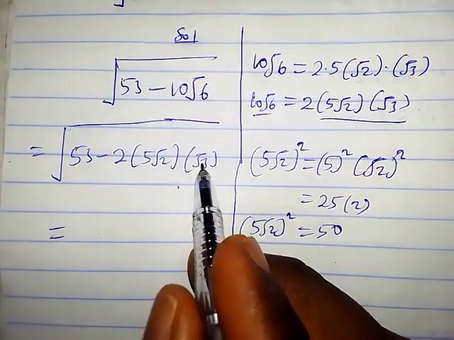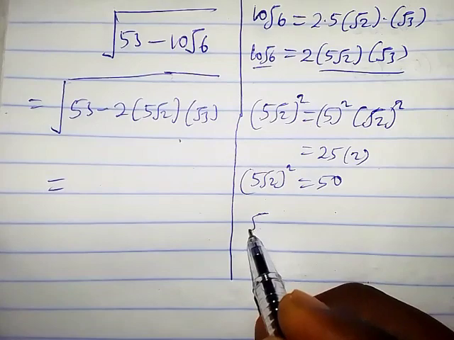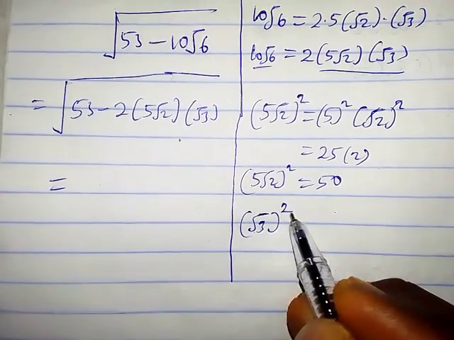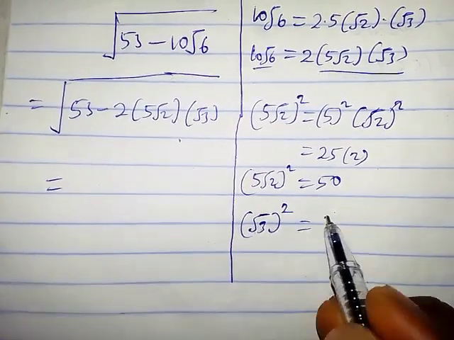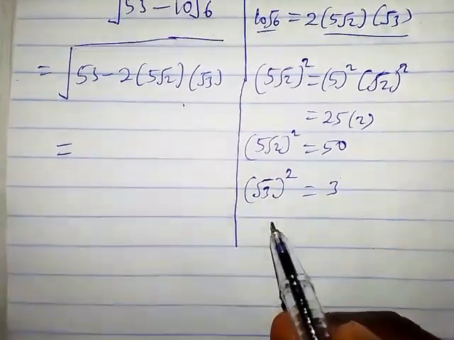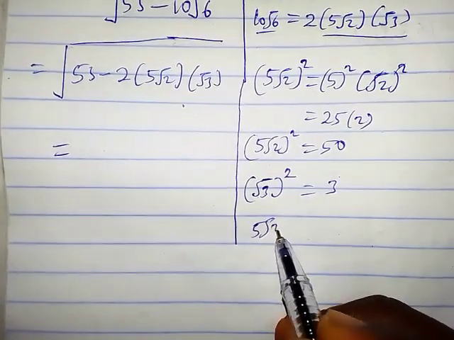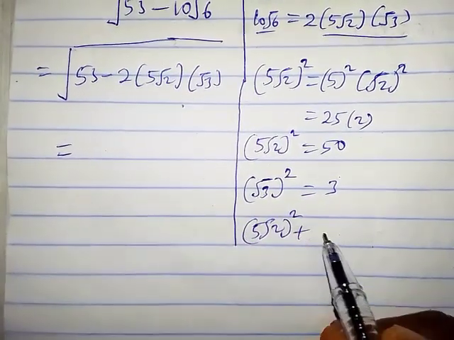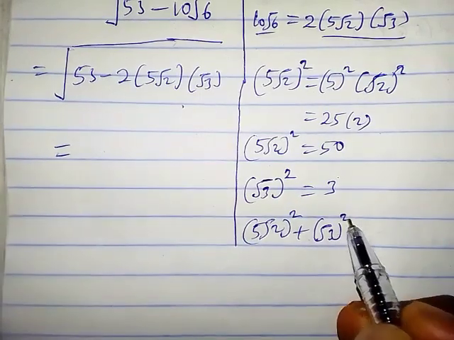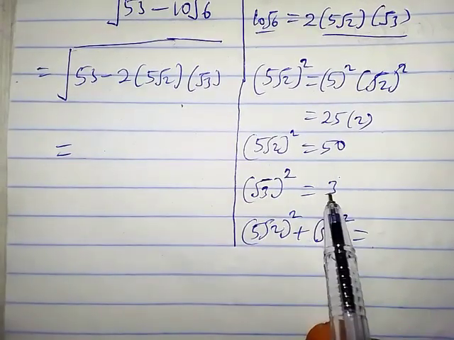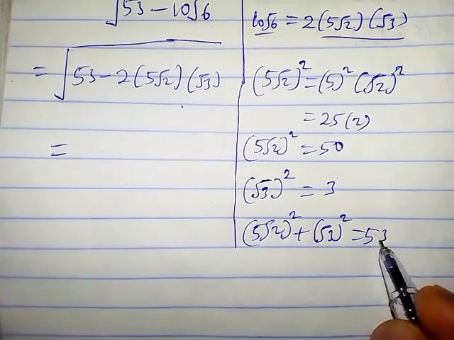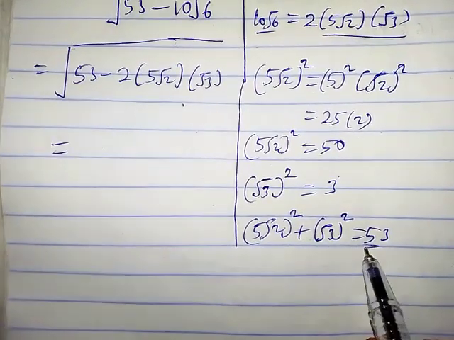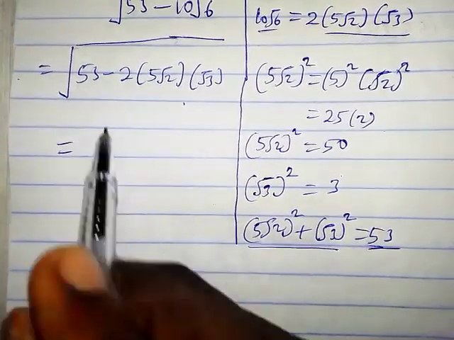Now let's consider square root of 3. We're going to square it. Square root of 3 all squared is 3. So let us add these. We have 5 times root 2 all squared plus square root of 3 all squared equals 50 plus 3, that is 53. So we're going to replace 53 with this here.